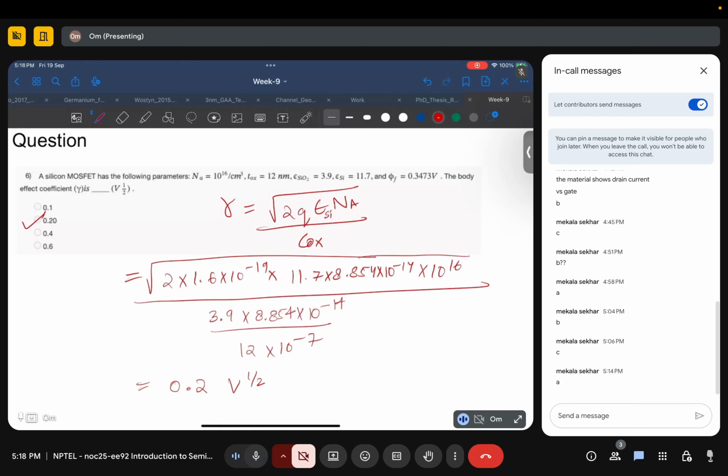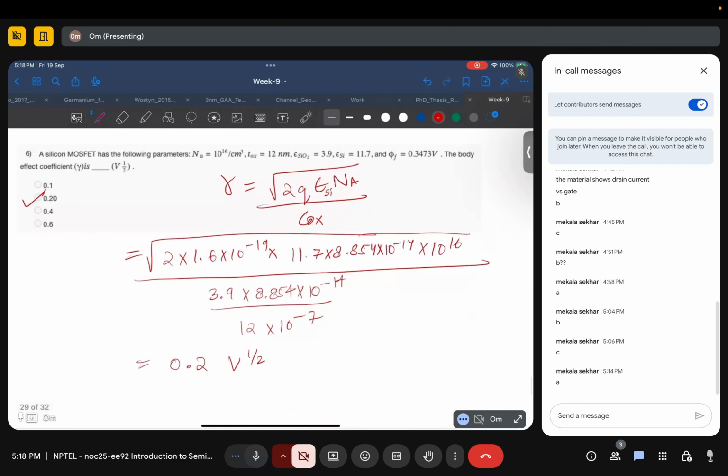Please check your calculations if you are getting something else. Next one.